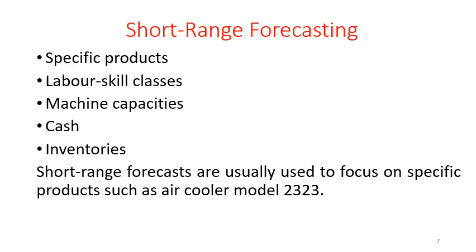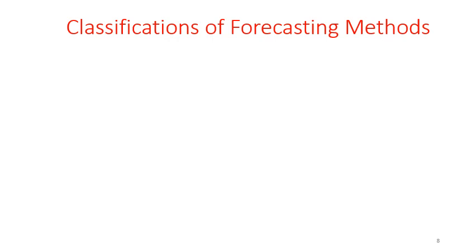So these are some of the examples which I showed, which can be viewed as short range forecasting examples. Now, classifications of forecasting methods. Let us see what are the different classifications of forecasting methods. The different classifications based on time frame you have already seen: long range, medium range and short range, depending upon the time horizon. Now we will discuss the classifications of forecasting methods based on the methodology.